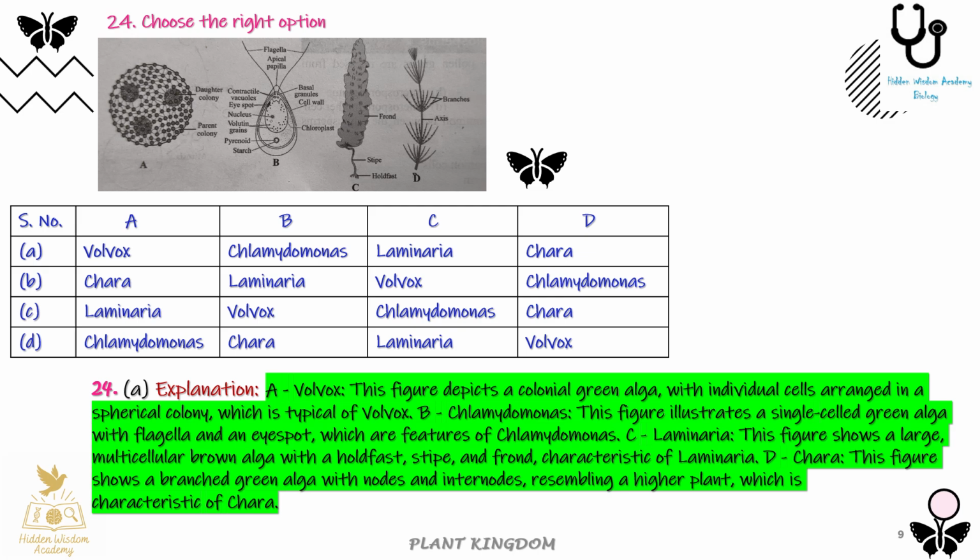Figure A shows a colonial green alga where cells are arranged in a spherical structure. This is typical of Volvox. Figure B illustrates a single-celled green alga with flagella and an eye spot, identifying it as Chlamydomonas. Figure C presents a large, multicellular brown alga with structures like holdfast, stipe, and frond, clearly Laminaria. Figure D depicts a branched green alga with nodes and internodes, looking much like a higher plant, the Chara. So, option A is the correct answer.